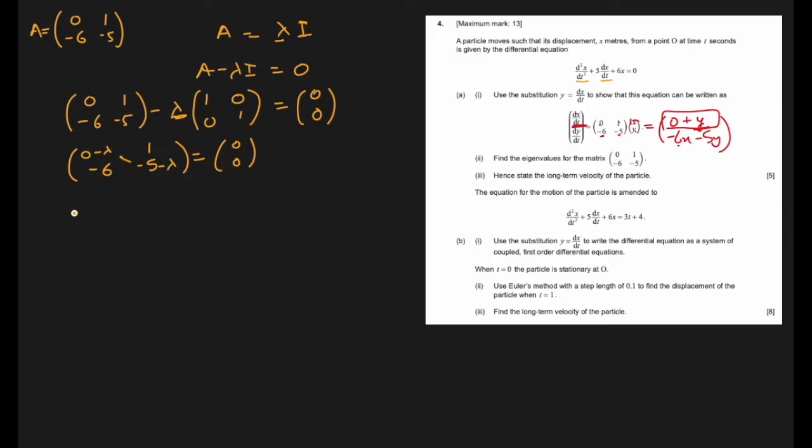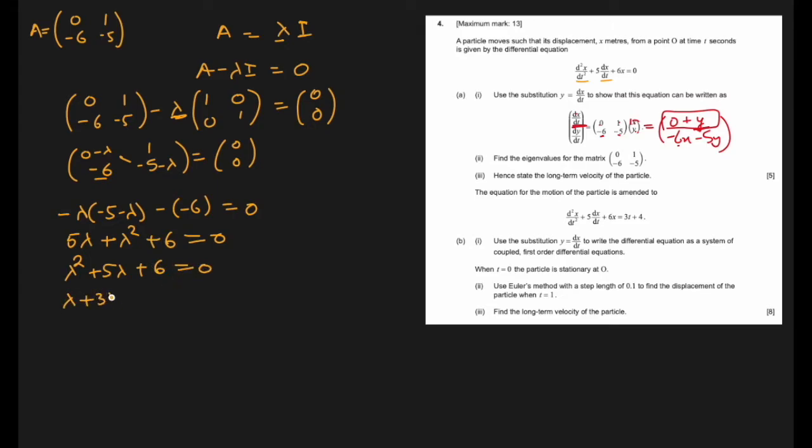So the determinant is minus lambda times minus 5 minus lambda, minus negative 6 times 1, which is negative 6, equal to 0. So we get lambda square plus 5 lambda plus 6 equal to 0. Lambda plus 3, lambda plus 2. I'm doing it directly, you can use a calculator if you want. So lambda equal to negative 3 from here, and lambda is equal to minus 2 from here. The question was, find the eigenvalues for the matrix, and we found them.